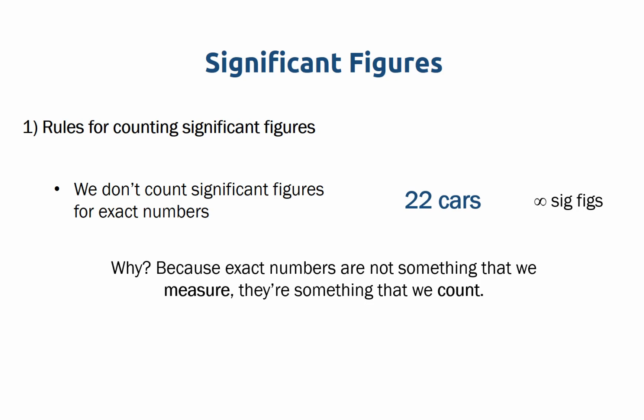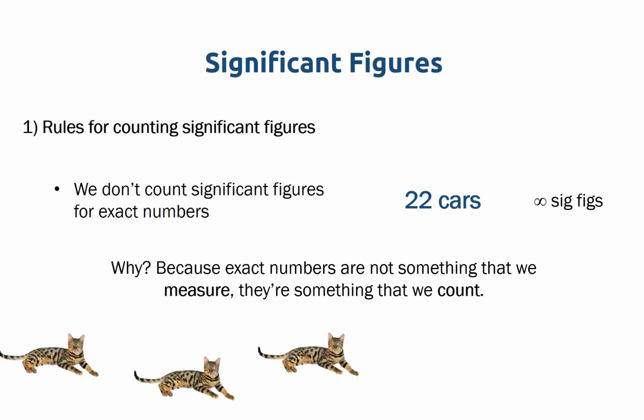There's no way that you would have gone into a parking lot and counted 21.6 cars because they're entire objects. They're not something being measured. There's no ambiguity in how you counted them like there would be when using a ruler. Another example would be if you had 3 cats. You couldn't possibly have 2.5 cats or 3.2 cats. It's always going to be exactly 3.